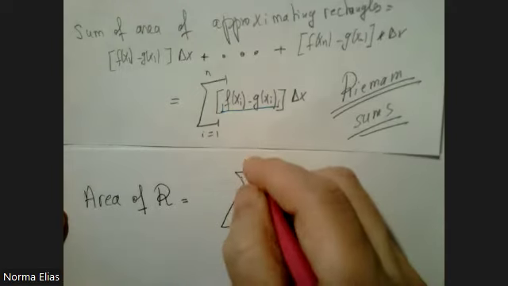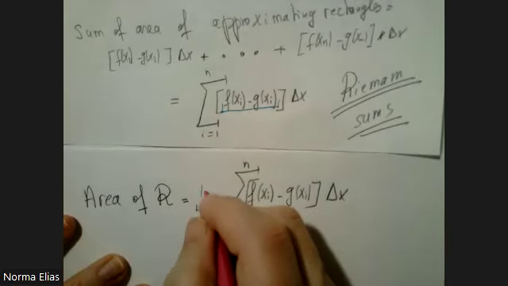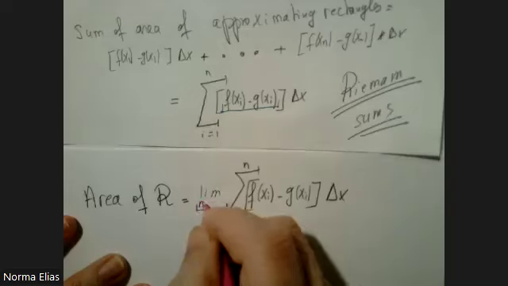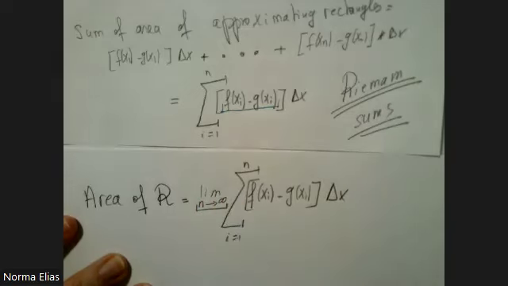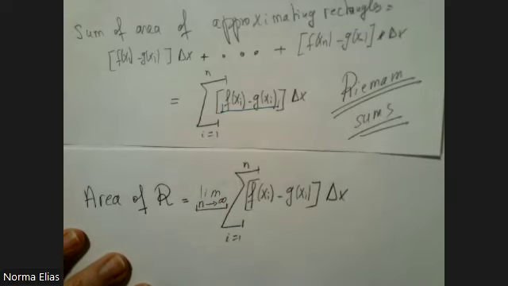when what? What do you think I'm going to write here? When they approach infinity? Right. When the number of subdivisions approaches infinity. So the area of R is going to be this limit when n approaches infinity.